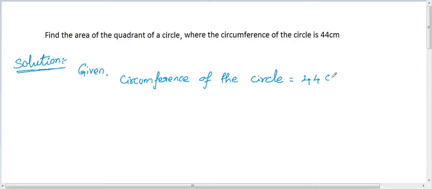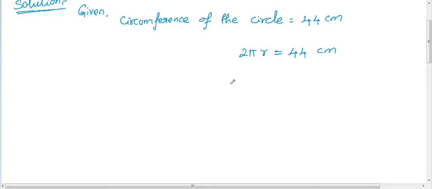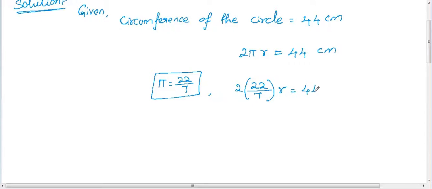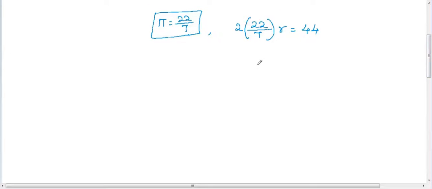We know that the formula to find the circumference of the circle is 2 pi r. So let's say 2 pi r is equal to 44 centimeter. Now find the radius of the circle using this. We know that the pi value is 22 by 7. So if we substitute pi equals 22 by 7, we'll get 2 into 22 by 7 into r is equal to 44. And 2 times 22 is 44 divided by 7 into r.